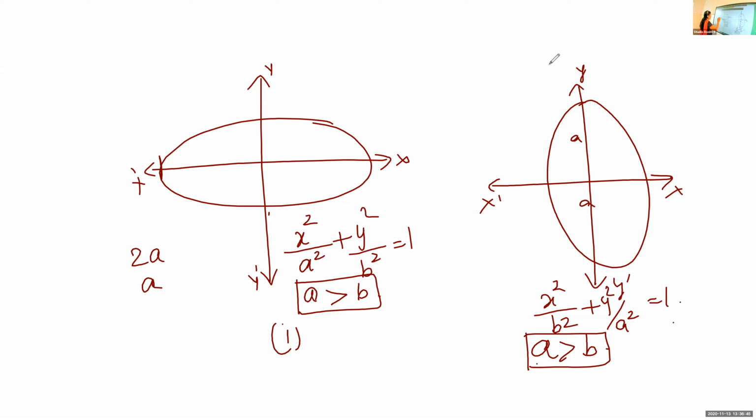Now listen, children, this is the major axis, and this length is A. The major axis is along the x-axis. So what will be this vertex? Will it be given by A, 0? This length is A, and on the x-axis, the y coordinate is 0. So the vertices are given by A, 0 and minus A, 0.